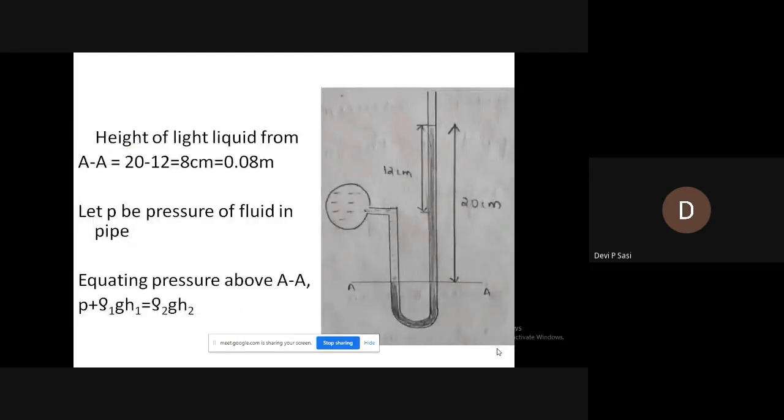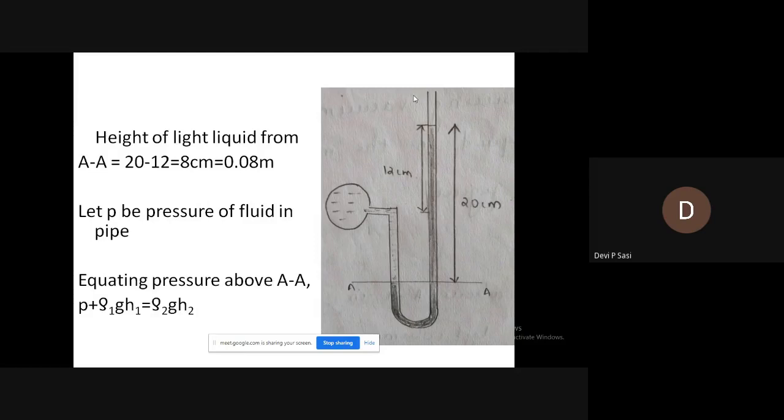It is given that the right limb of a simple U-tube manometer. You see the question, the first sentence. The right limb of a simple U-tube manometer containing mercury is open to the atmosphere. So we know that the right limb contains mercury, and it is open to the atmosphere. So in the right limb, mercury is present and the right limb is open to the atmosphere.